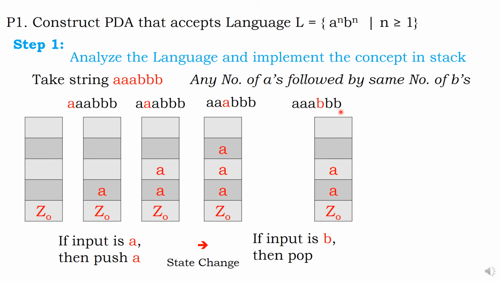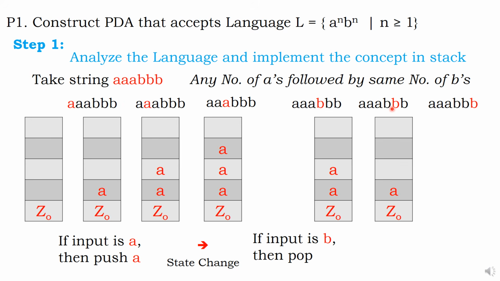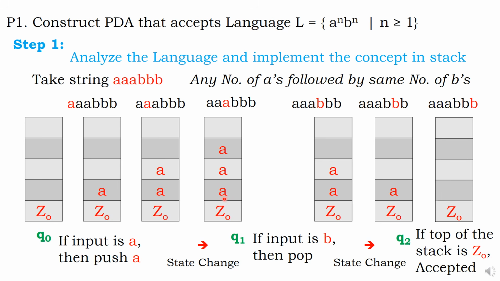I did pop. Again, input is B, do pop. Again, input is B, do pop. If I do, the result will be this much. Now carefully see, what is the top of the stack? Z0. Is there any more input coming? No. Which means all B's are over, and at the same time all A's are over. The conclusion is the number of A's equals the number of B's.